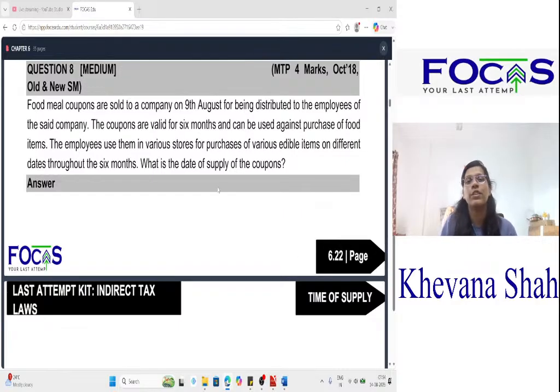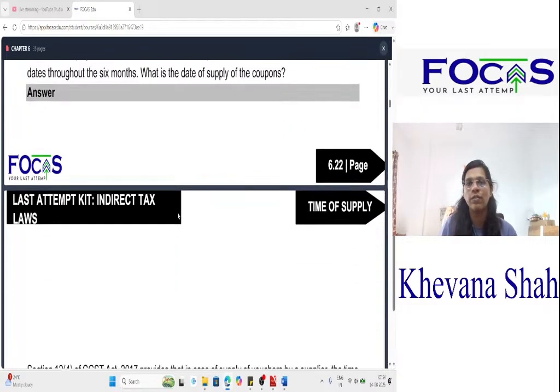Okay, so see here we have these vouchers, and when you are issuing the vouchers you do not know what exactly your supply is. So in that case, the date of the vouchers' redemption will be your date of supply.